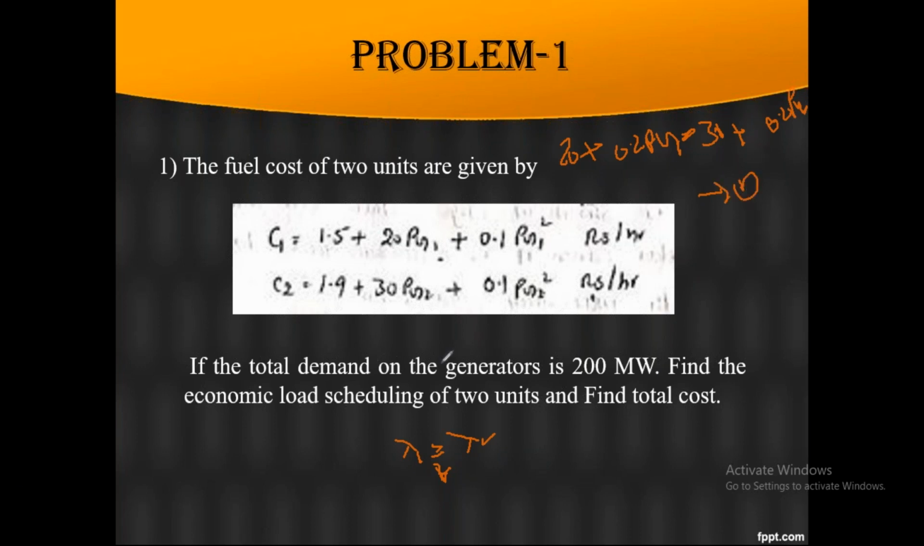Now here they given that total demand, that is 200 megawatt. So that is Pg1 plus Pg2 equals to 200 megawatt. Now this represents equation 2. So by solving these two equations, find Pg1 and Pg2. By solving equation 1 and equation 2, find what is the value of Pg1 and Pg2.